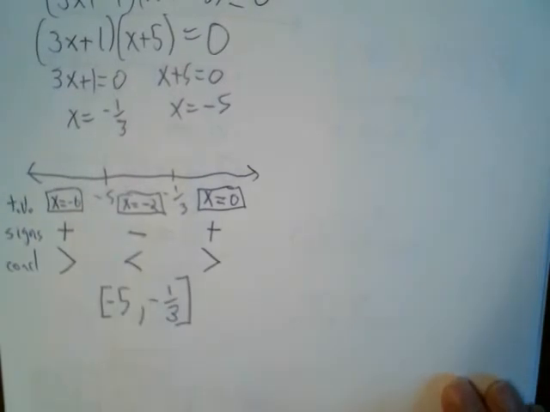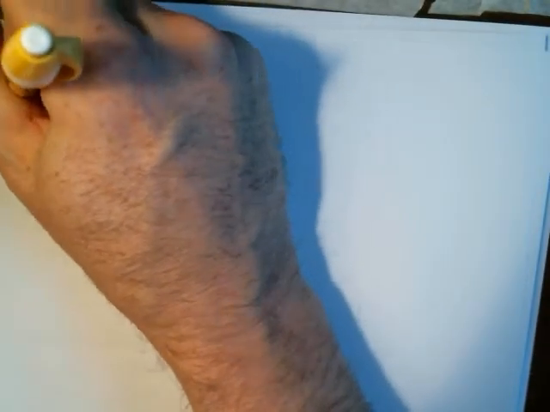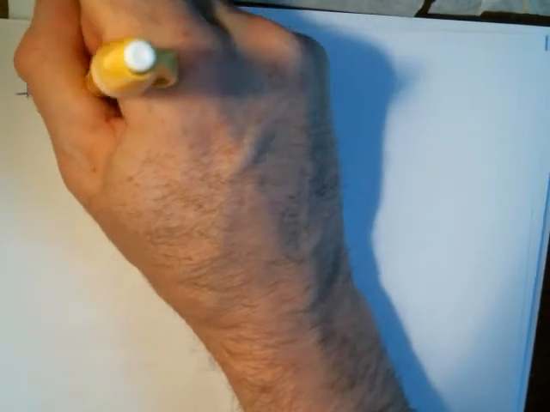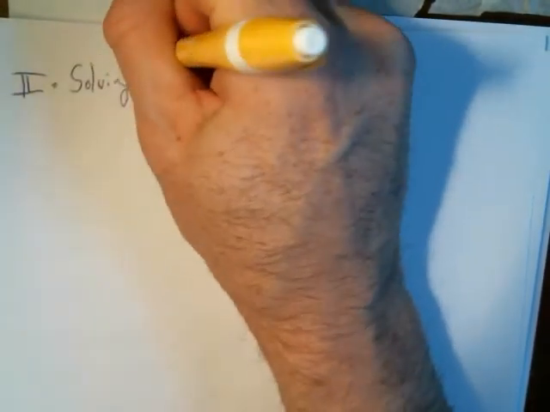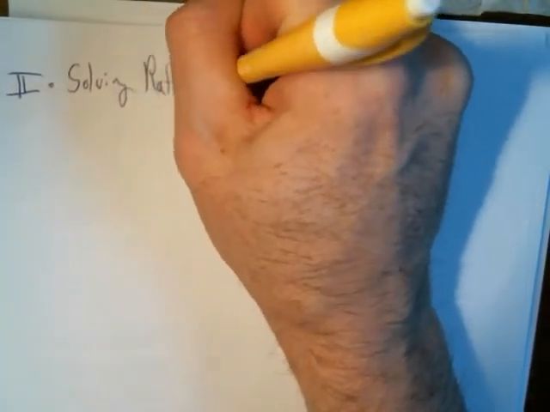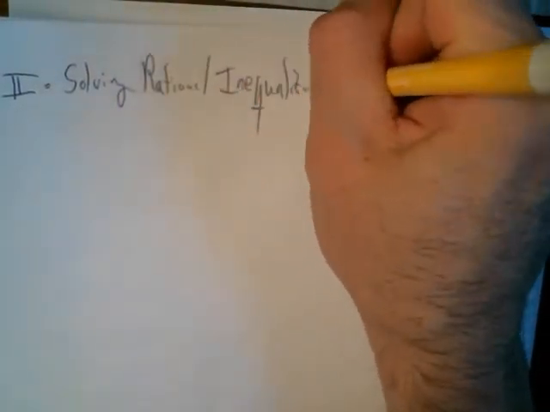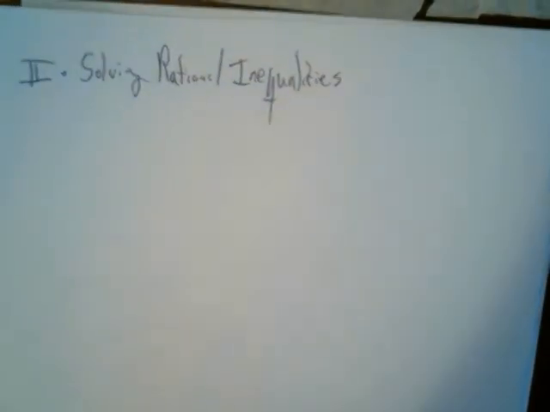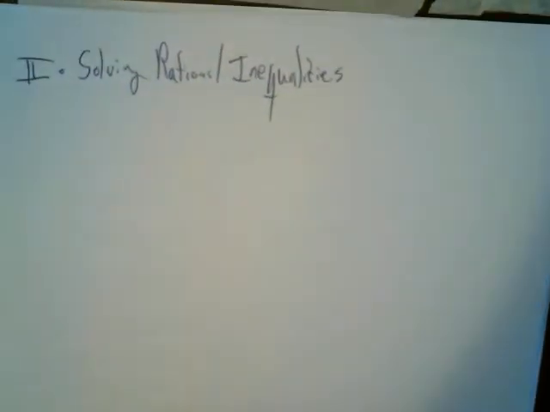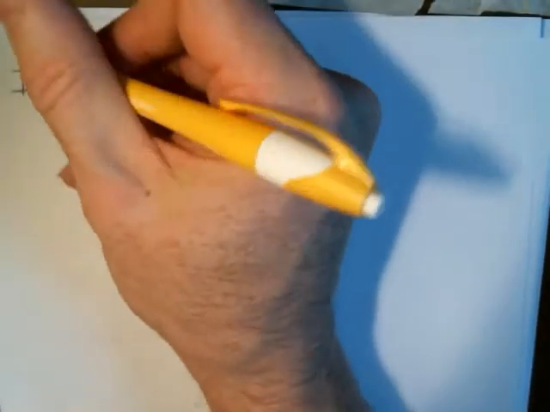Okay, solving rational inequalities is a little more complicated. You have to worry about the undefined points. Anyways, step 2, section 2, solving rational inequalities. And we'll start out with example 4.